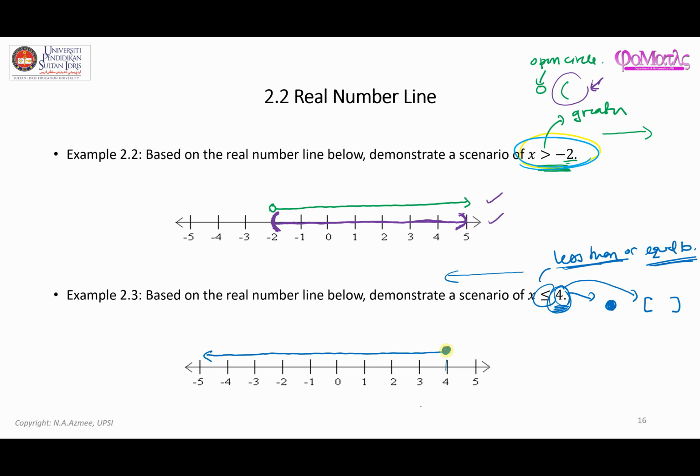Because we have a full circle. Full circle means it includes 4, and it can also include other values as long as they are less than 4.